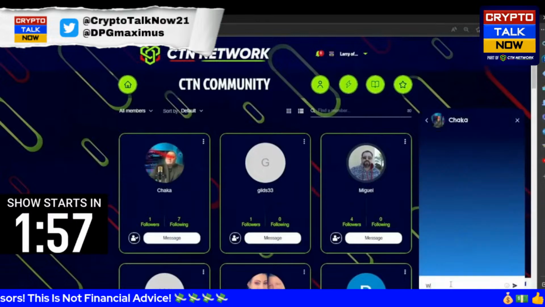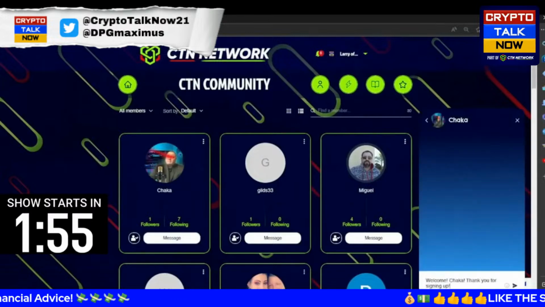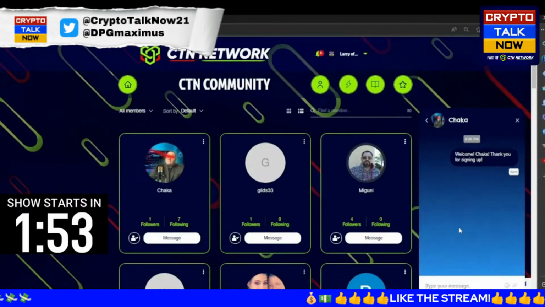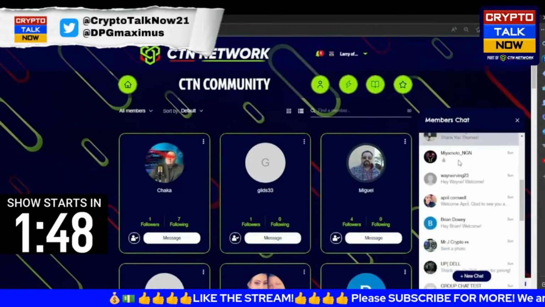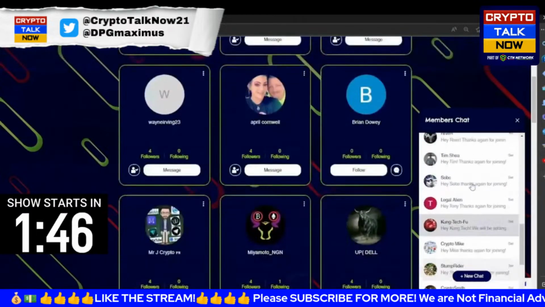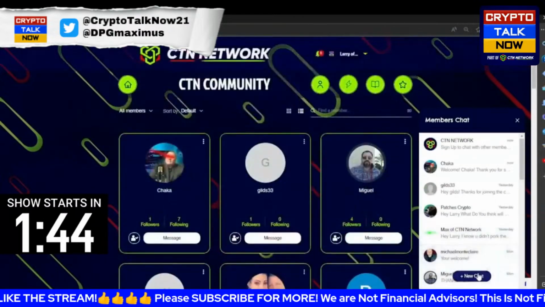What I'm going to do, guys, is welcome him. I'll send him a quick message, and then I can click enter or just the little arrow. If you want to message somebody else, you can click on message, or you can go right over here into members chat and message them, and create a new chat by clicking this little button right here.